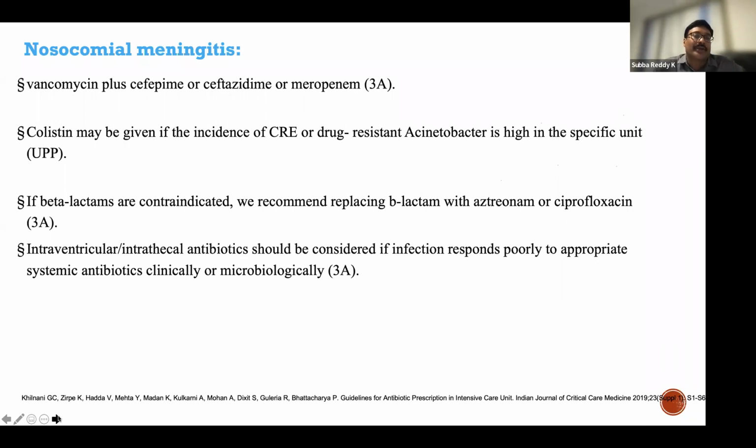We have to give vancomycin with cefepime, ceftazidime or meropenem. Again, it is based on your local antibiogram and local epidemiology of your bugs. We have to start antibiotics. Colistin may be given if your incidence of carbapenem-resistant Enterobacteriaceae or drug-resistant Acinetobacter is very high in your unit, then you have to use colistin. We have to use intravenous and intraventricular colistin.